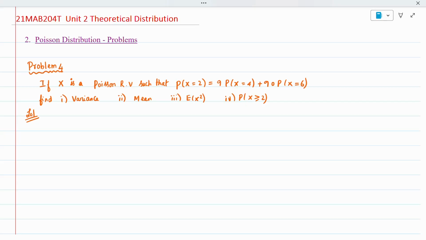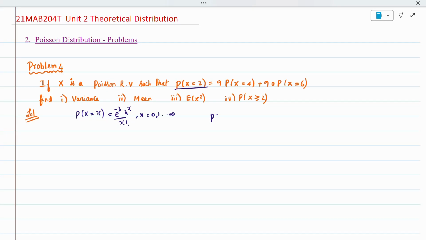First we have to use this condition. What is the condition given? Let me write it using the Poisson distribution. First, what is the formula? P of X equal to x is nothing but e to the power minus lambda, lambda power x, divided by x factorial. So this is our formula, where x equals 0, 1, 2, and so on till infinity.